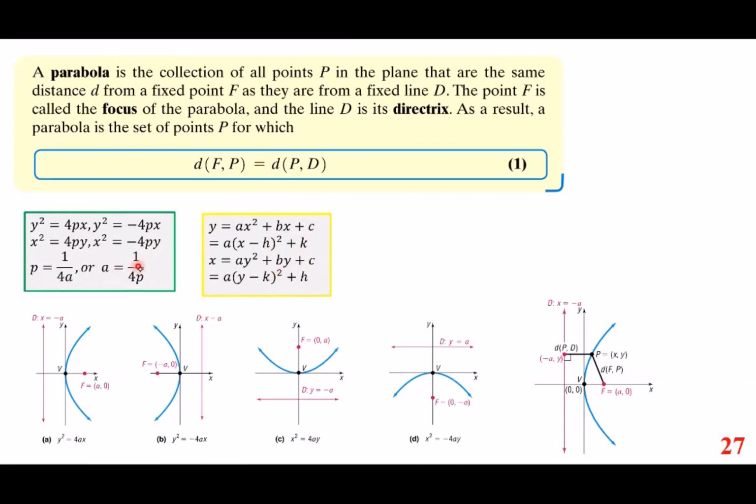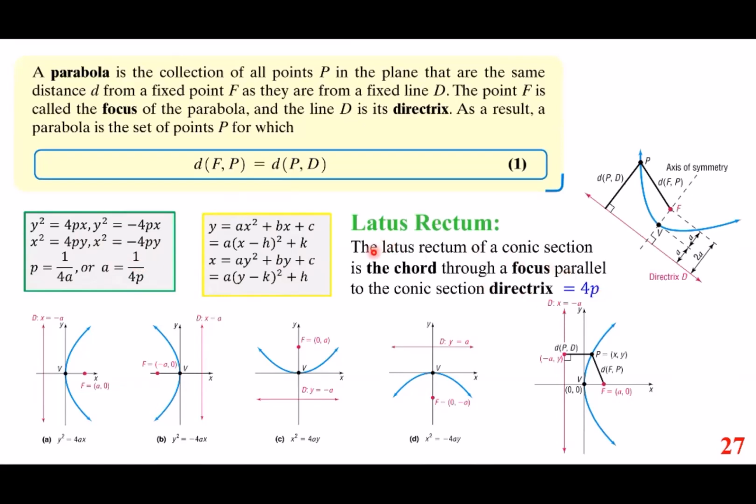The next thing that I want to mention is what's called latus rectum. The latus rectum of a conic section is the chord through a focus parallel to the conic section directrix, which is equal to 4P, meaning this distance from here to here. So if we draw a parallel line to the directrix, this is equal to 4 times the focal distance. Why is that? It's very simple. This is P, so is this one. I hope you see this distance from here to here is P, just by definition. This distance is P.